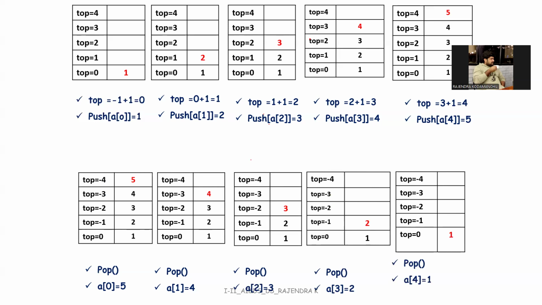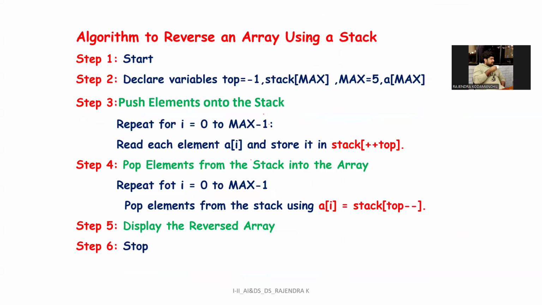So in this scenario, all the elements are recovered in reverse order. So 5, 4, 3, 2, 1. Then finally we are getting a reversed list. So whatever the elements are in the array, those values are pushed into the stack by incrementing the top. This is called the push operation. Whatever element we get from the stack into the array by decrementing the top, that is called the pop operation.